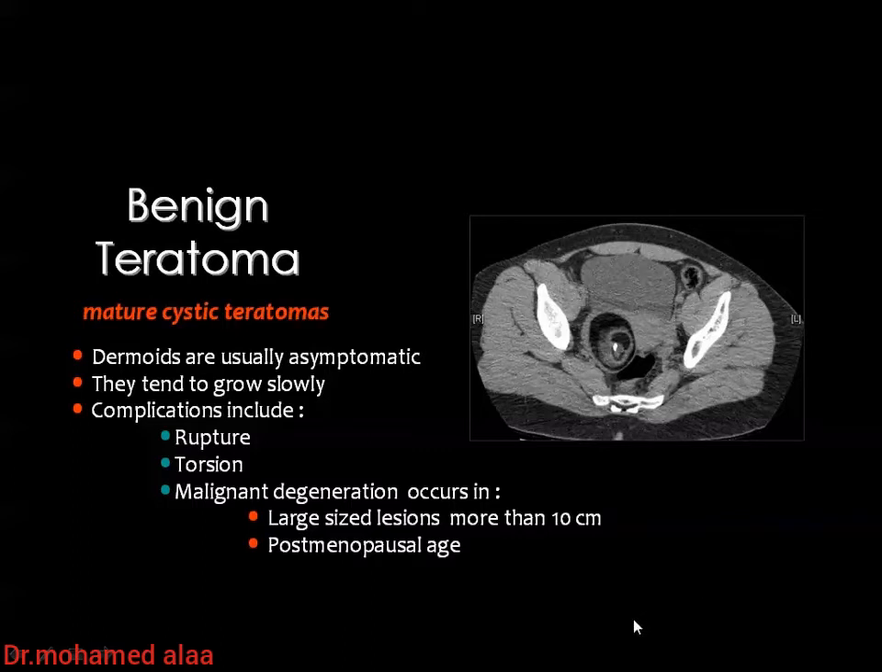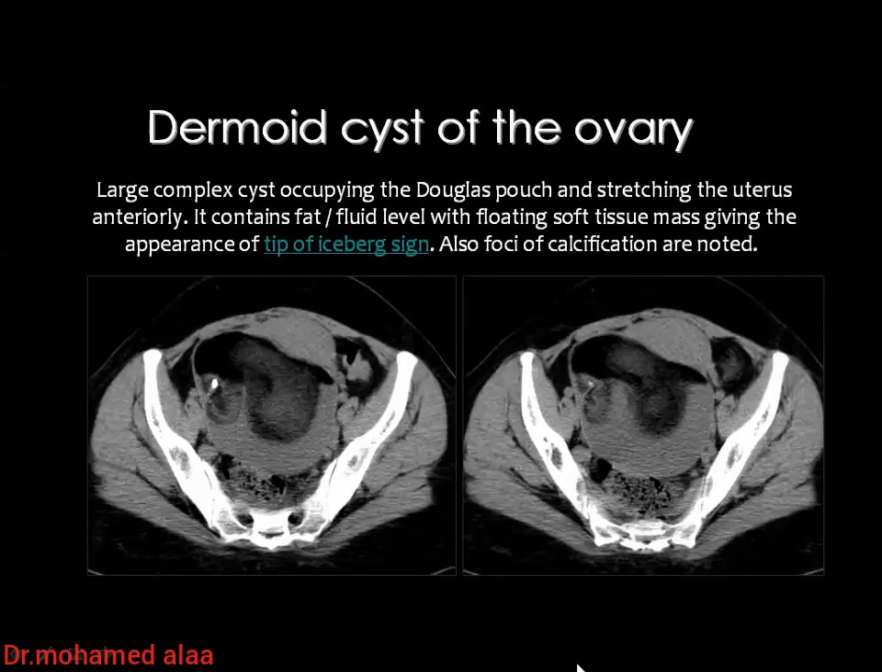You know that the complications of the dermoid cyst are the same for any cyst everywhere in the body, including rupture and torsion or being secondarily infected, for example. This is an example of a huge dermoid cyst in the ovary, and you see the fluid, and you see the fat, and you see the calcium as well.